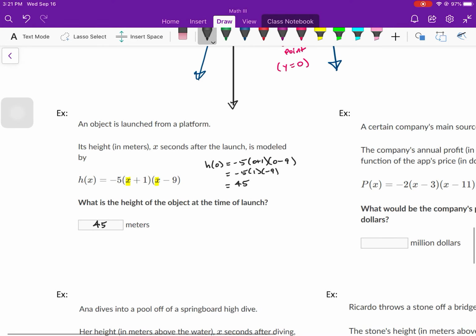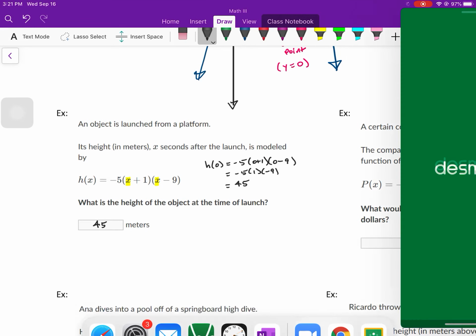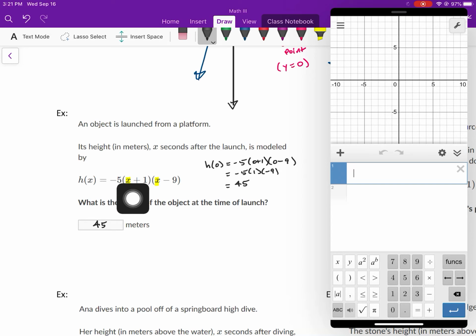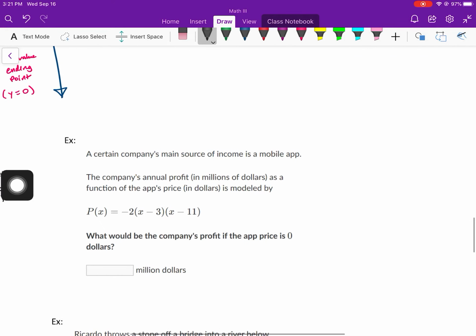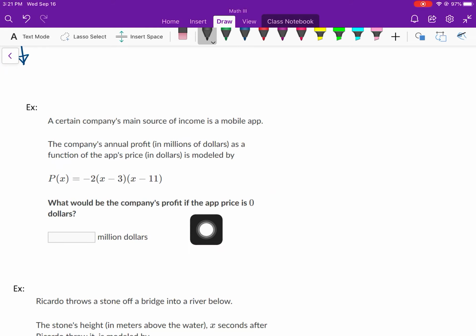Like I said, you can always just pull up the graph, enter this into the graph, and just see where it is on the y-axis. That will always work. All right, what would the company's profit be if the app price is $0? So now we got to think a little bit more here. It's not straight up asking. It could be asking the y-intercept or the x-intercept. So what is the price? Is it the input or the output?